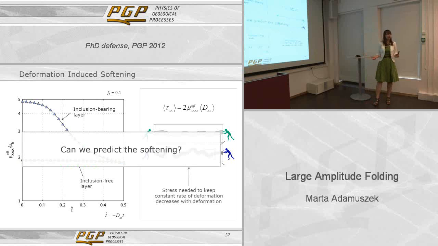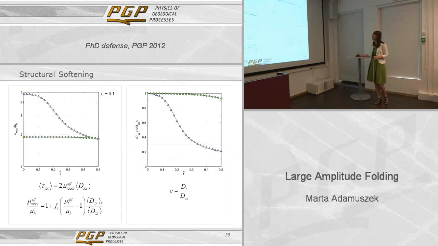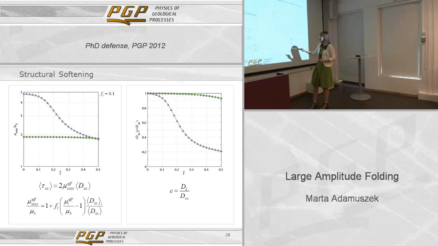But can we predict this behavior? Yes, we can. We can modify the formula and represent this ratio as a function of this ratio. And this ratio can be derived from the correction factor. So there's a relation between the structural softening and the correction factor.